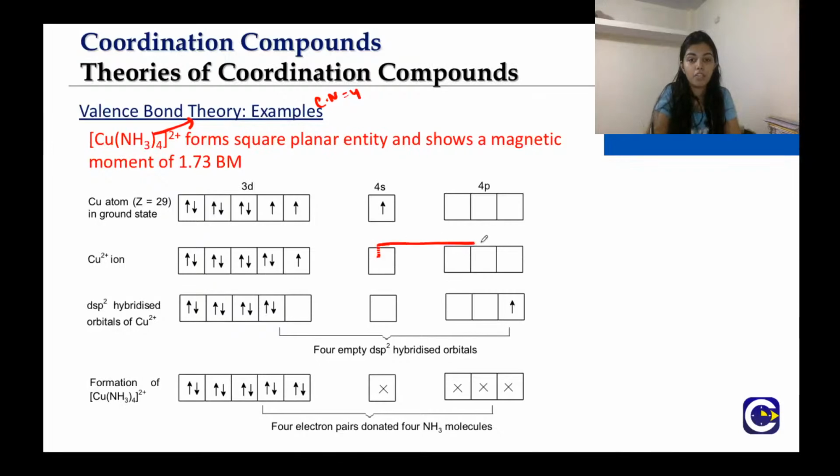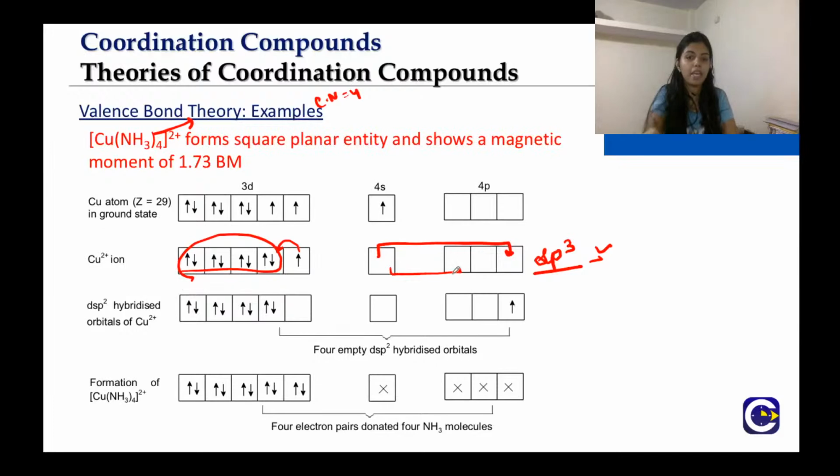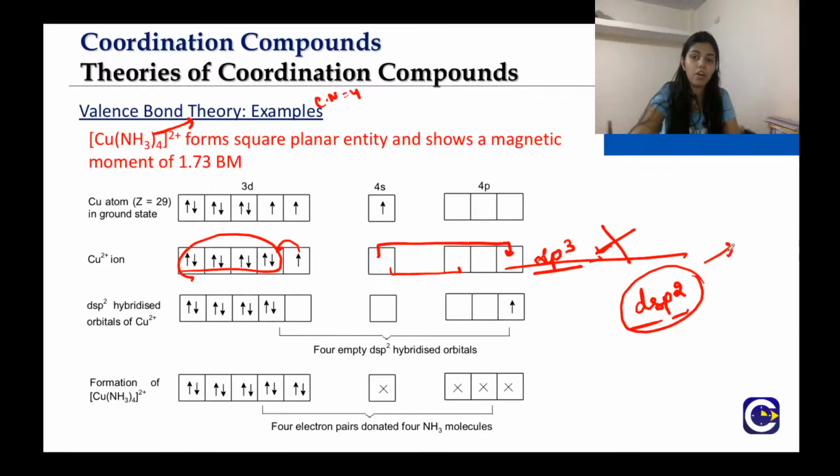Here also, we should predict that sp3 hybridization should be there, right? Because you can see that there is no unpaired electron to pair this electron. The rest of them are already paired. So we expect that this remains as such and sp3 hybridization should be followed, right? But this is not observed. Rather, we observe a dsp2 geometry. A dsp2 hybridization or a square planar geometry is observed.